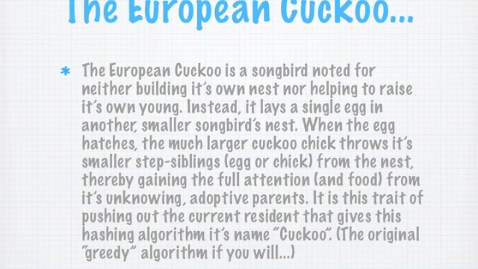The cuckoo hash got its name because of a trait of the European cuckoo. The European cuckoo doesn't build its own nest, it doesn't take care of its young. Instead, it drops its own egg into another, usually smaller songbird's nest. When the larger cuckoo egg hatches, it throws out the current occupants and leaves itself the sole owner of the nest. The parents, not knowing any better, feed and watch and take care of the cuckoo chick all the way to adulthood. This trait of pushing out the current resident is what gives cuckoo hashing its name.